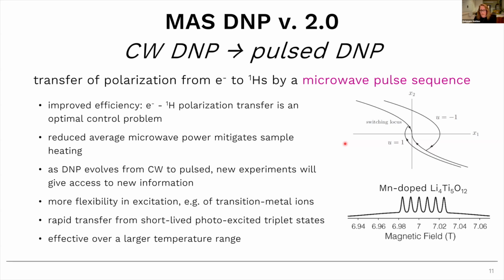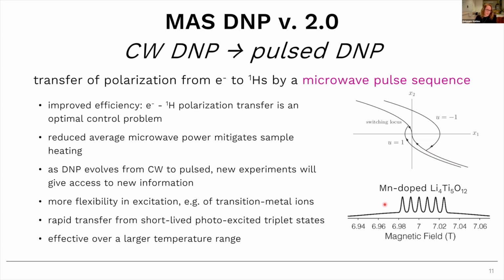Another important reason that we think that pulse DNP is interesting to investigate is that it would give us more flexibility in the excitation. So here, also on the slide on the right, you see the EPR spectrum of manganese doped in lithium titanium oxide. You see here the typical 6 lines of manganese. And so manganese can be used as a polarizing agent in DNP, but from this spectrum, it's immediately clear that if you just use monochromatic continuous microwave irradiation, you cannot excite such a spectrum efficiently. However, you could think of devising a pulse sequence that can.